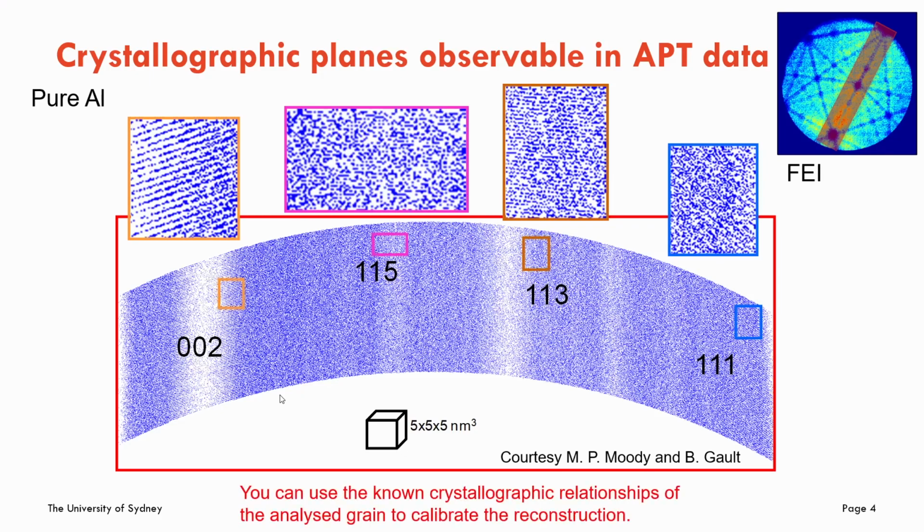So we can use the known crystallographic relationships. You need to know something about the crystallographic nature of the grain before you go about a reconstruction calibration. And from all the great work that's been done with XRD, X-ray diffraction, and electron diffraction to some extent in the TEM, there are whole databases of information on crystallographic measurements, lattice parameters, and all that kind of thing. And you have to use that to enable you to actually calibrate your atom probe reconstruction.